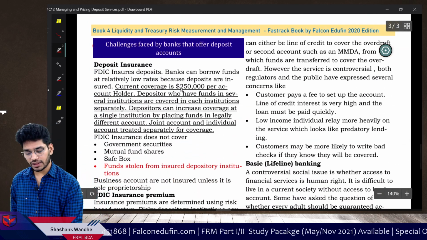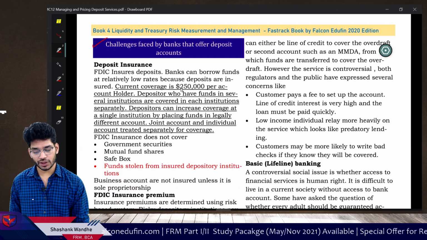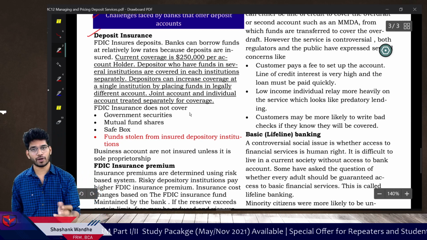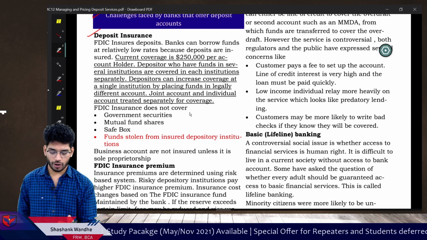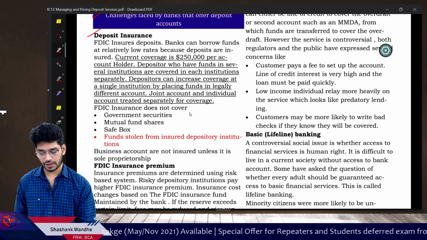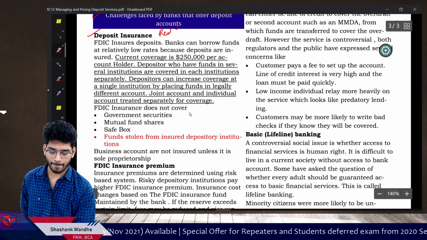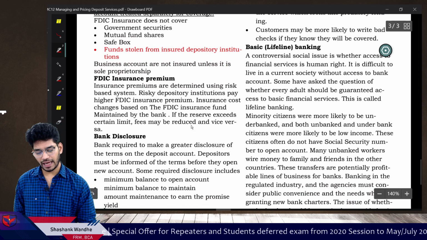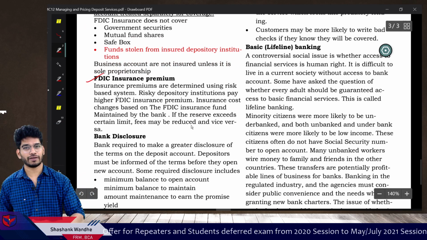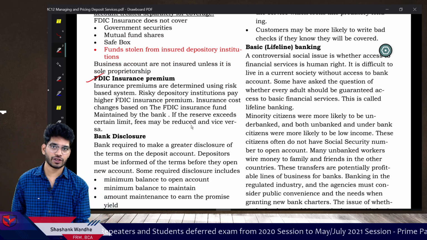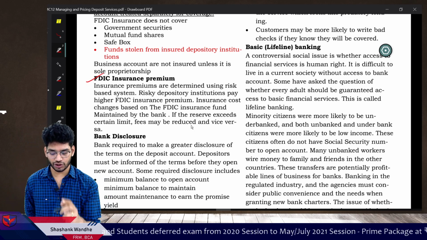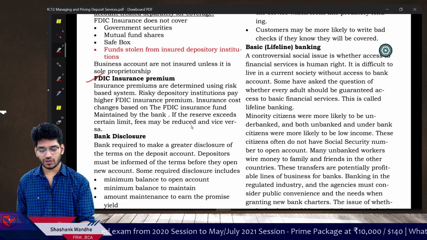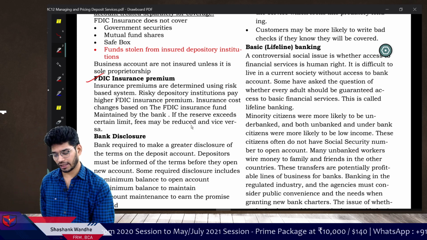Now the challenges faced by the banks that offer deposit accounts. So first is the deposit insurance. FDIC insures the deposits in the US. There are a few norms for these coverages or the deposit insurance. Read from the illustration. Then FDIC insurance premium. If the institution is riskier, of course higher insurance will be charged. If that institution is less risky, then less premium will be charged, and like that. This is a very common sense thing you can read and understand.